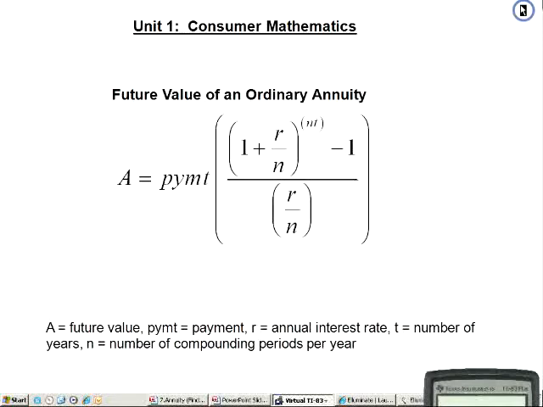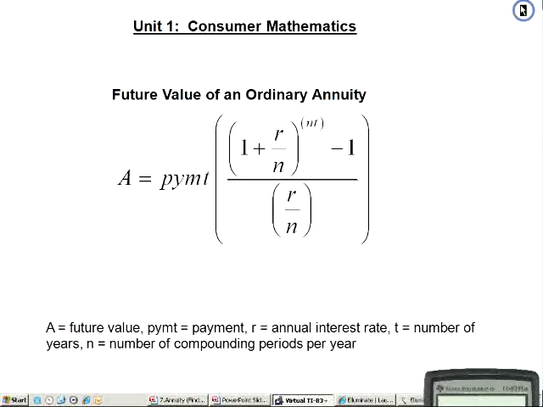An annuity is an interest-bearing account into which we make a series of payments of the same size. If one payment is made at the end of every compounding period, the annuity is called an ordinary annuity. The future value of an annuity is the amount in the account including the interest after all the payments.